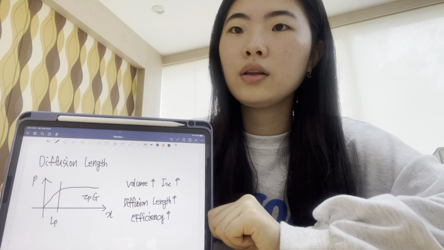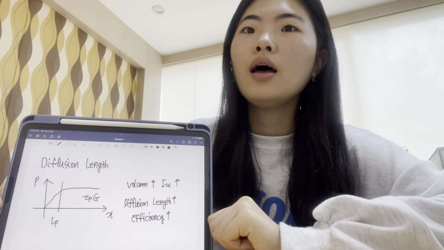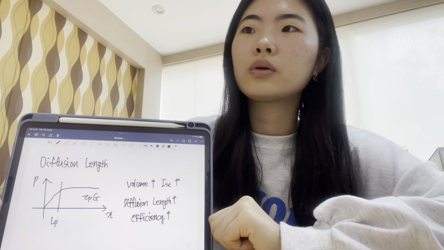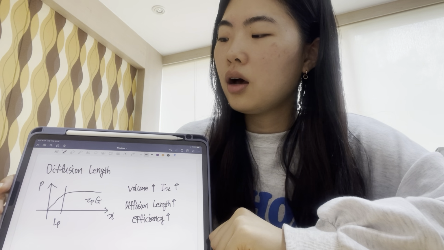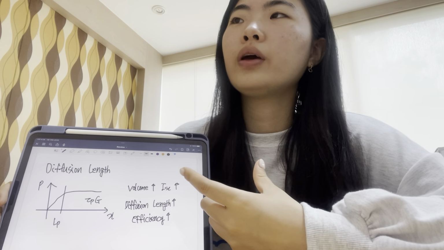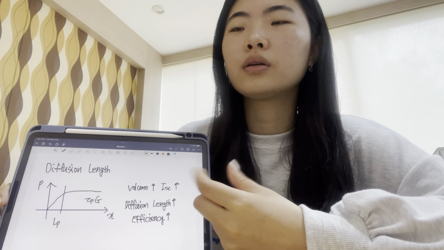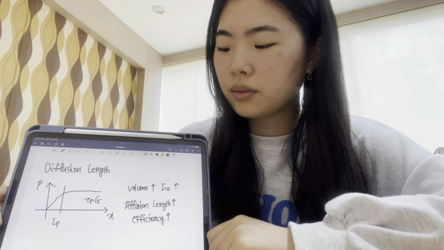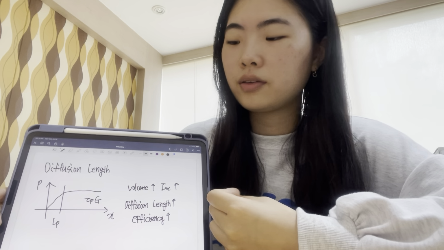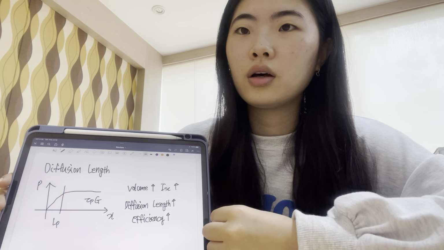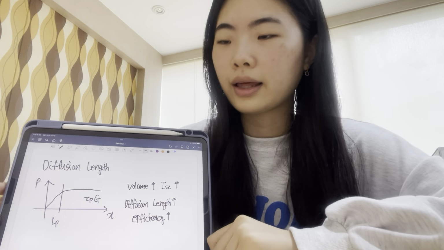And then we can talk about the diffusion length. Diffusion length is also a very important parameter for efficiency, because if we make the diffusion length bigger or longer, it can improve the efficiency. So we should make an effort to make a longer diffusion length.